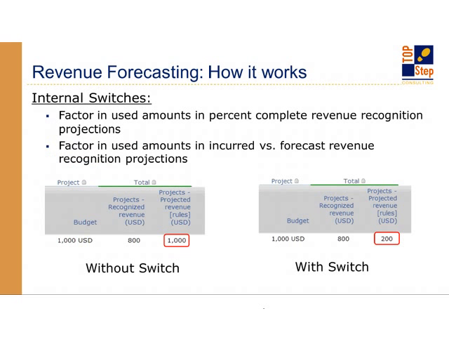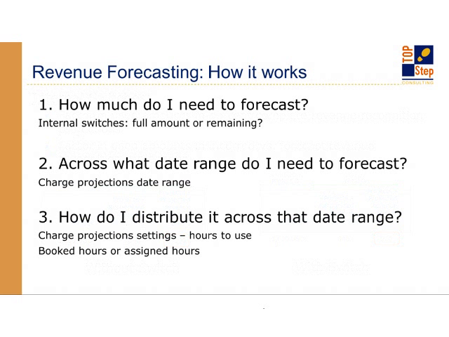So to recap this, the system asks itself 3 questions. I'm personifying the system right now. It first asks, how much do I need to forecast? In order to tell that, it looks at that internal switch we just looked at. Am I going to forecast the full amount or the remaining amount? Okay, great. I've got my number. I know how much to forecast.